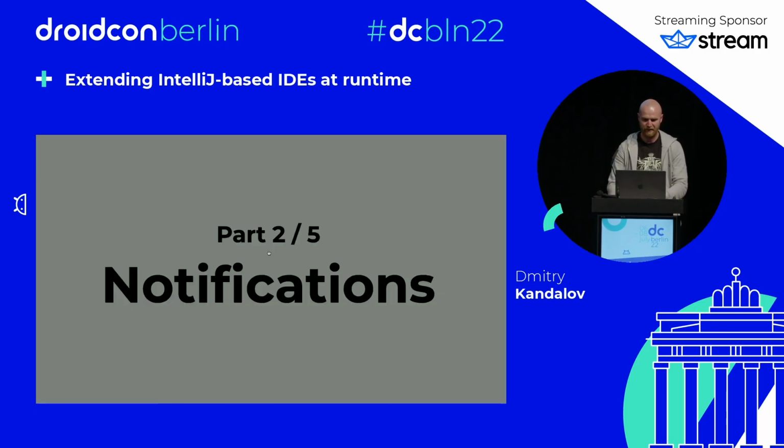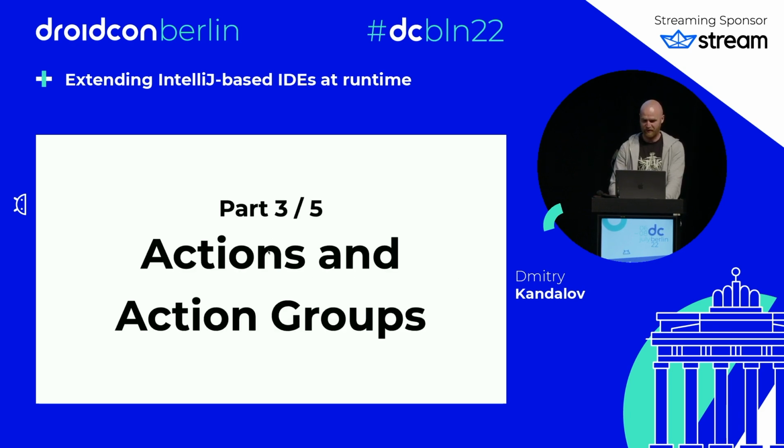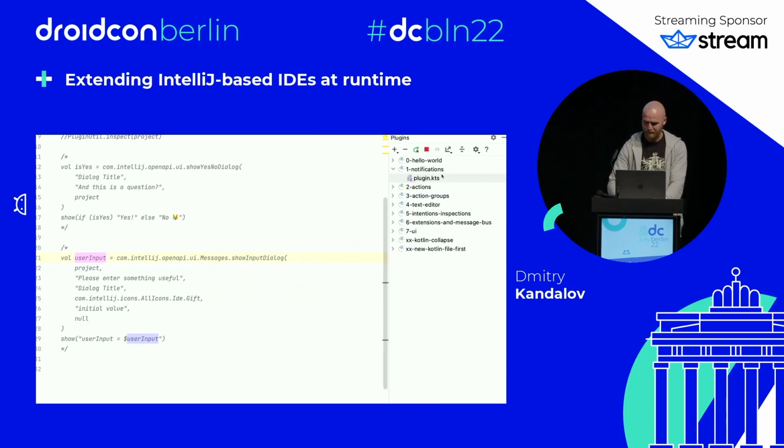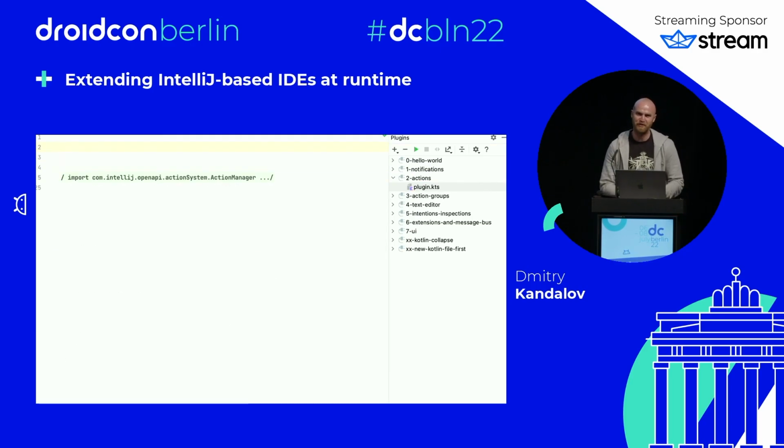So switching back to this. This is what I showed. I would use show by default, show in console for large output, and println if you have lots of output. For example, if you write an inspection, maybe println is a bit better. So these were notifications. Now it's the big part with actions and action groups. An action inside IntelliJ, and it's not an official definition, but I would describe it as a stateless function.